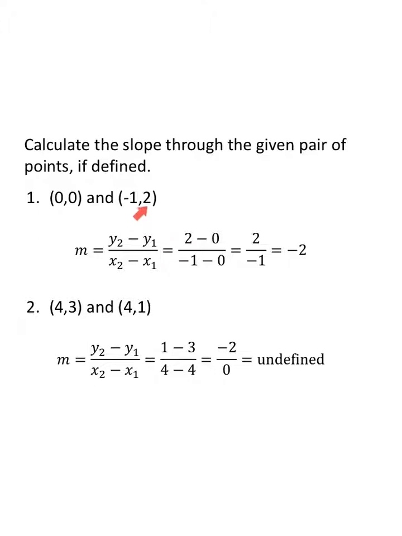So I'll subtract the y values. 2 minus 0 in the numerator. Negative 1 minus 0 in the denominator. 2 minus 0 is 2. And negative 1 minus 0 is negative 1. And when I divide, I get a slope of negative 2.